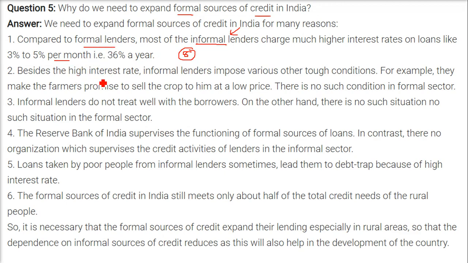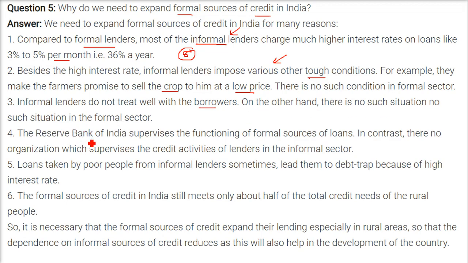And besides this higher interest rate, the informal lenders may impose very tough conditions. For instance, they make the farmer promise that whatever you are growing, you will sell the crop to me at a lower price. And there is no such condition in the formal sector. The bank and the Sahkari Samiti or the cooperatives will not ask you for that. Informal lenders do not treat borrowers well, but if you go to the formal sector, you will be treated properly.